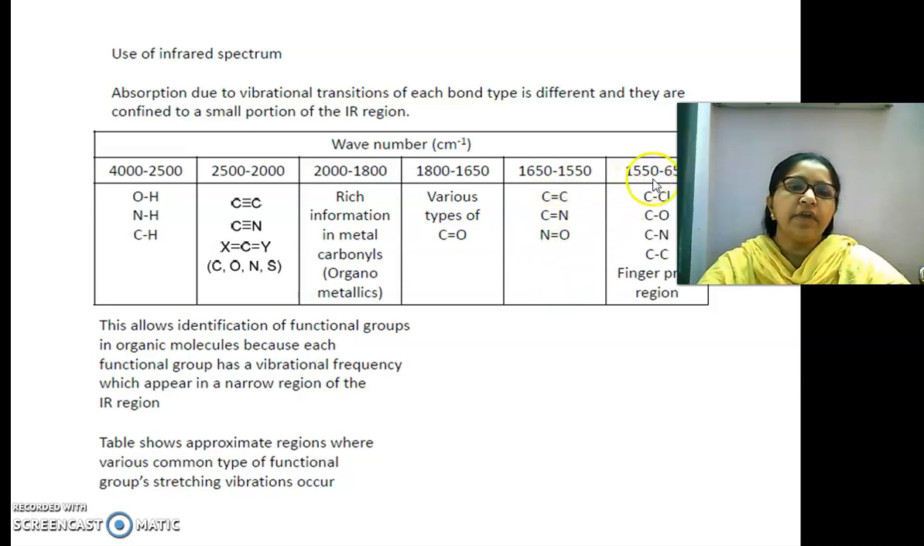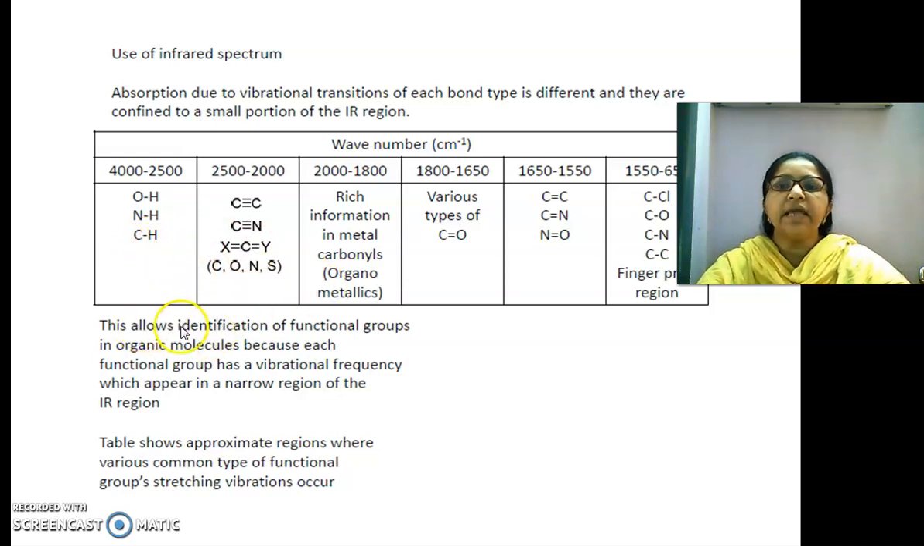Okay, and 1550 to 650. See, this region is called the fingerprint region. So I told you it is towards the lower energy side. So this lower energy side is the fingerprint region, and it is all due to single bonds between carbon and some other atom. If it is between carbon and hydrogen, it is not in the fingerprint region.